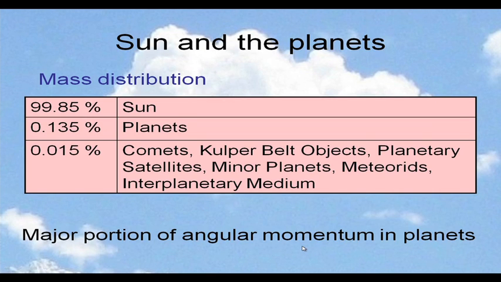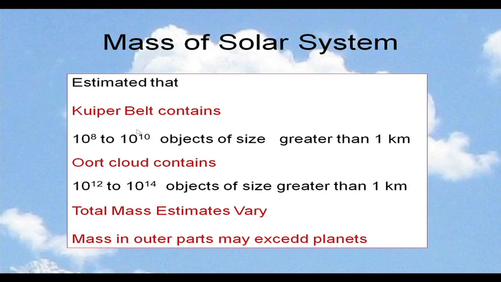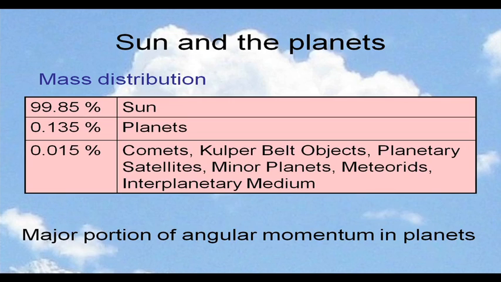So, this is the table which I showed you right in the beginning of our discussion of the solar system. The sun contains the largest fraction, and then you have the planets, and the other objects here have roughly 1/10 of the mass in the planets. But if these estimates are correct, then the mass distribution between the planets and these other objects is going to get reversed.